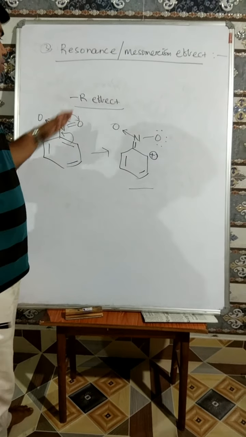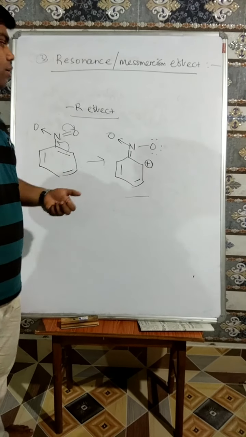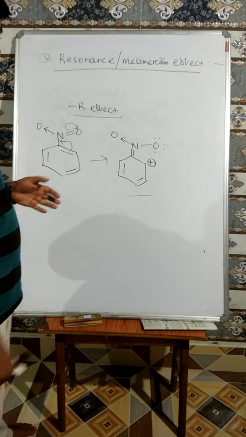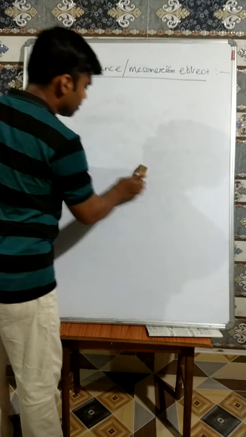So particularly we have to remember, if a group of atoms or simple atoms have an ability to attract the pi electrons from a conjugated pi system towards itself, then such resonance effect is called negative resonance effect. Okay. So these are the types of resonance effect. Now let's discuss the applications of resonance effect.